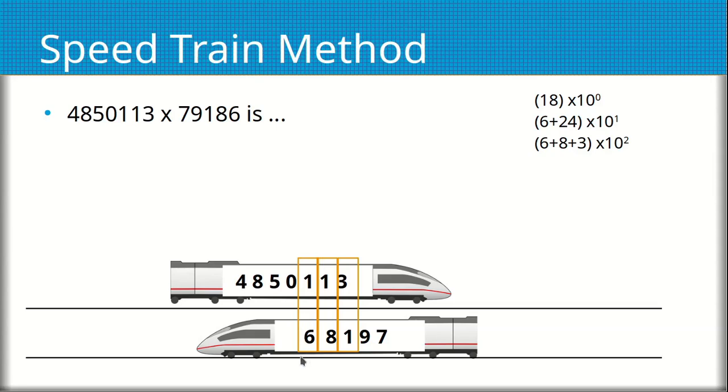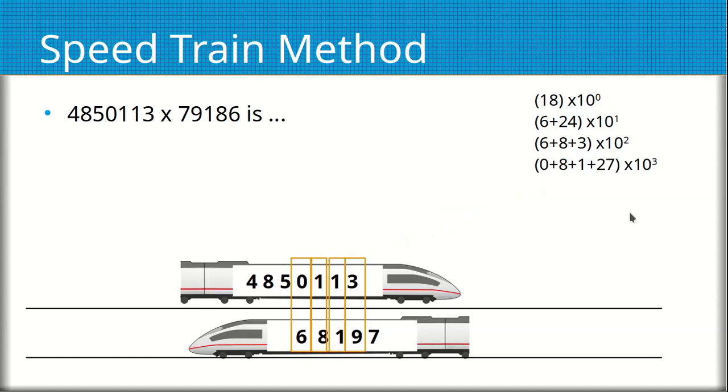Now 3 numbers line up. 6 times 1 is 6. 8 times 1 is 8. 3 times 1 is 3. We put that in here. That's our 10 to the 2 group.